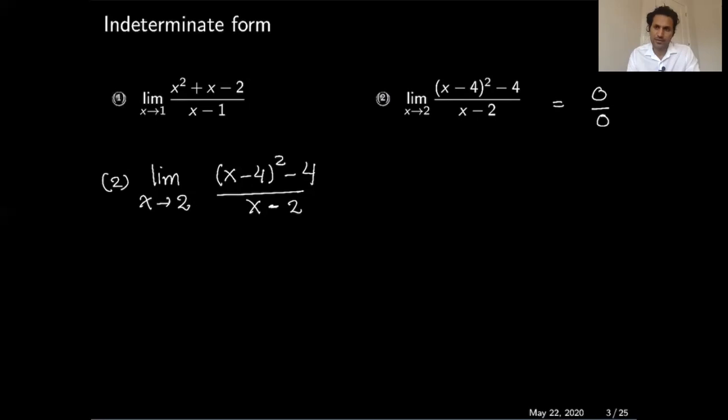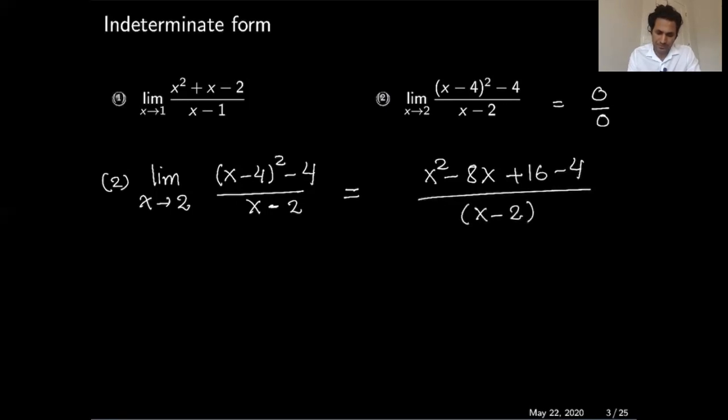Before I factor the top or bottom, first I have to FOIL the top, because I would need to get the polynomial in the top and polynomial in the bottom so I can factor it. So if I FOIL the top, I'm going to get x squared minus 8x plus 16 minus 4, divided by x minus 2, limit as x approaches 2.